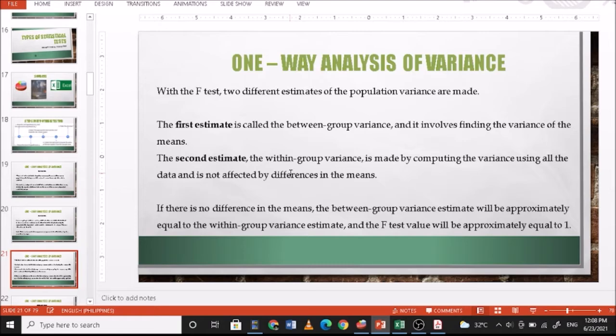Usually it's the number of respondents, or the number of respondents per group. If there is no difference in means, the between group variance estimate will be approximately equal to the within group variance estimate, and the F test value will be approximately equal to 1.